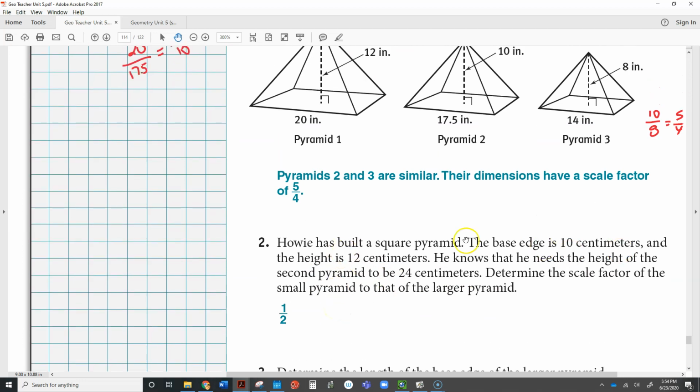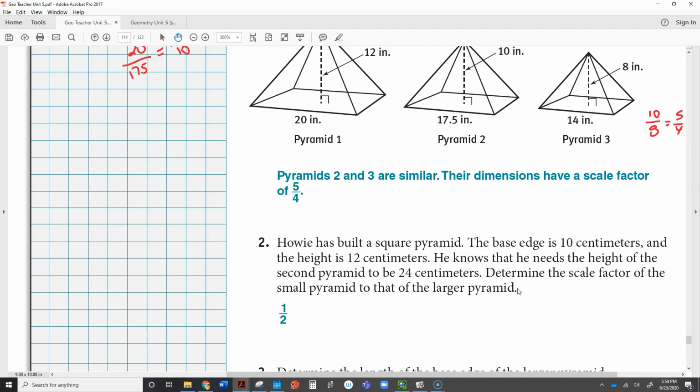He built a square pyramid. The base edge is 10 centimeters and the height is 12 centimeters. He knows that he needs the height of the second pyramid to be 24 centimeters. Determine the scale factor of the small pyramid to that of the larger. So we compare the base edges.